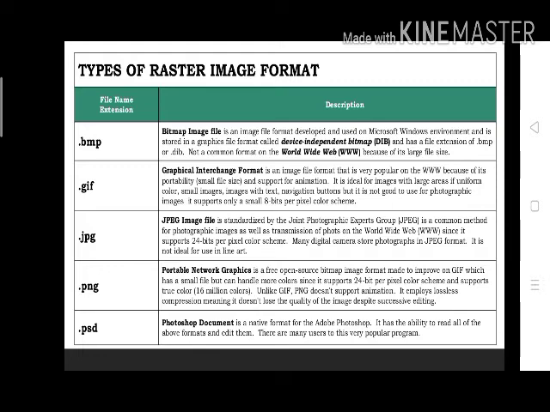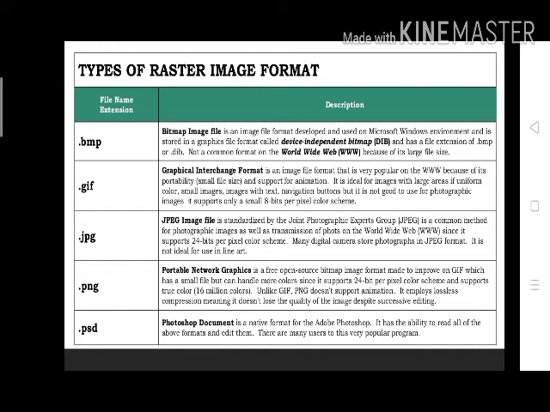Next, .gif or the graphical interchange format. It is an image file format that is very popular on the www, or on the World Wide Web, because of its portability or small file size. It also supports animations. It is ideal for images with large areas in uniform color, small images, images with text, navigation buttons, but it is not good to use for photographic images. It supports only a small 8-bit per pixel color scheme.